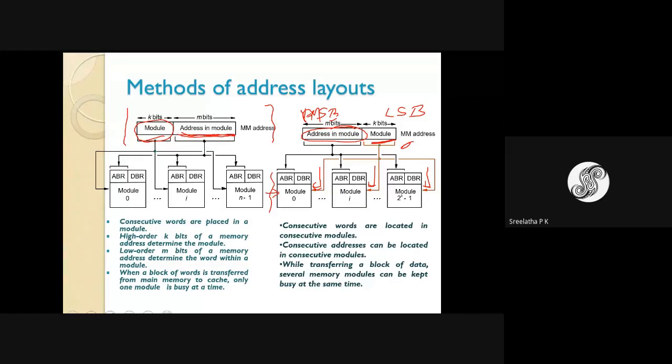So using this particular architecture, if there are 4 modules, 00 means the first module is accessed. If the next address is 01, the second module is accessed, 10, the third module is accessed, and so on. By changing the lower bits itself, you can access different modules successively. And within the module, which address location has to be accessed is indicated in the most significant bits.